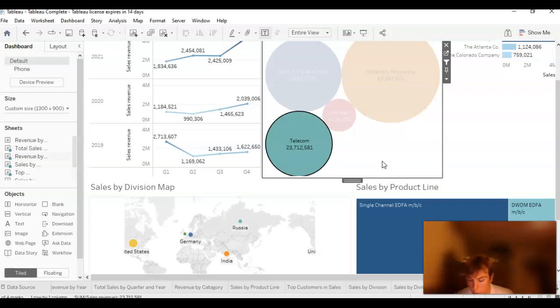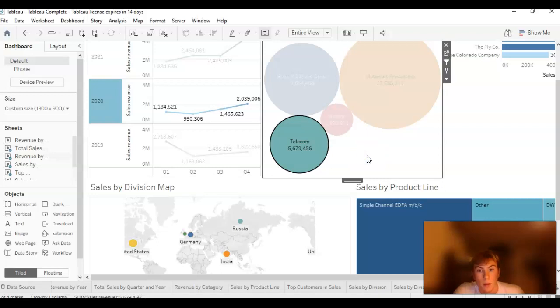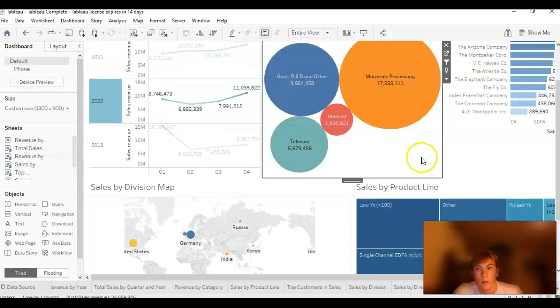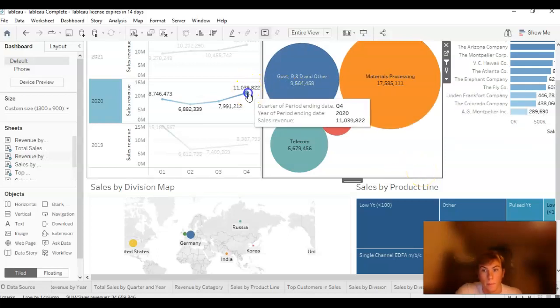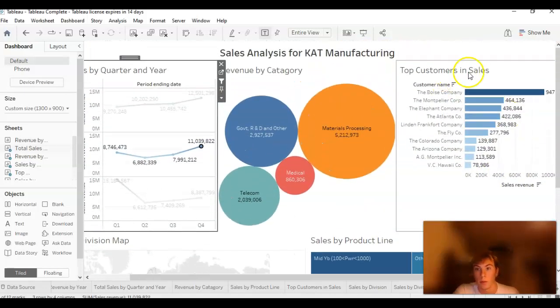For the sixth question, who is Cat Manufacturing's top customer in the fourth quarter of 2020? Again, we're concerned with 2020. We're concerned with all of it as a whole. We're concerned with the fourth quarter only. And you just scroll right to the top customers in sales, and you will note that it is the Boys Company.